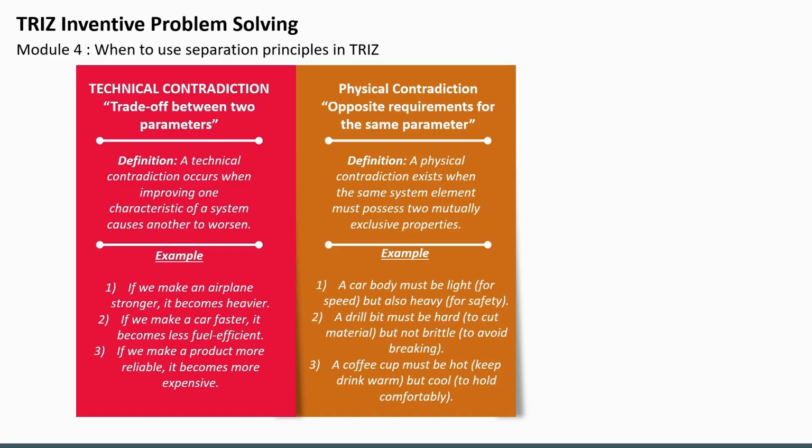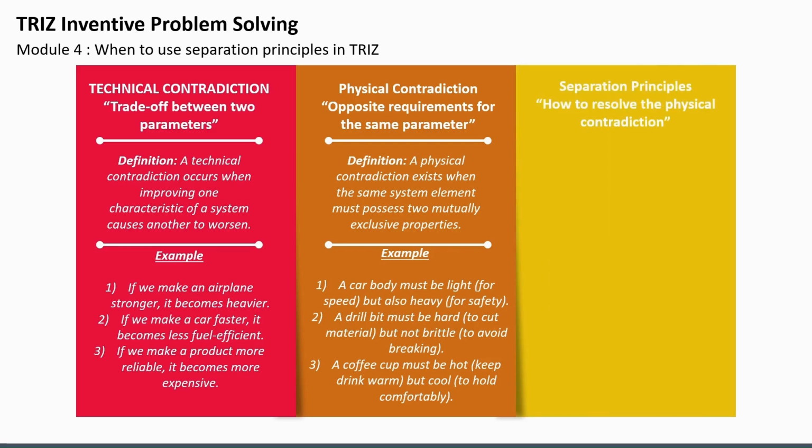A drill bit must be hard for it to cut or drill the metal, but it should also not be brittle to avoid getting broken, right? A coffee cup must be hot enough to retain the temperature. At the same time, it should not be too hot, or cold enough to hold it comfortably. So these are all the different physical contradictions.